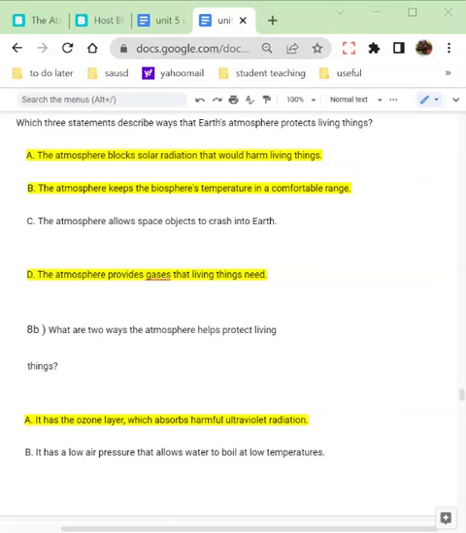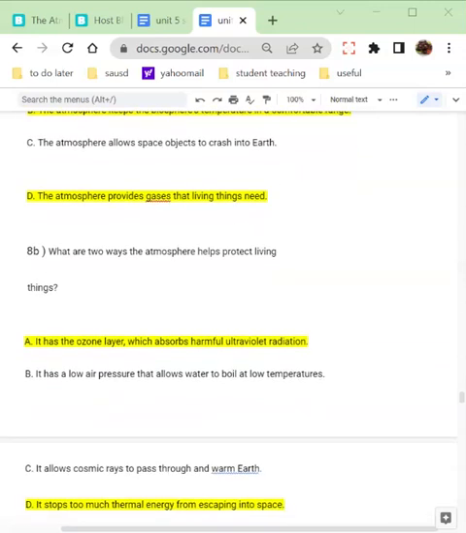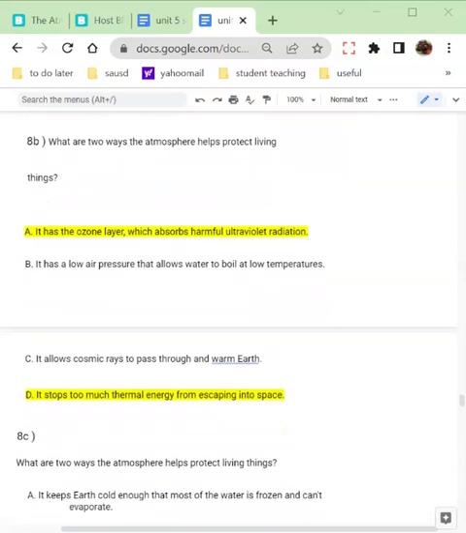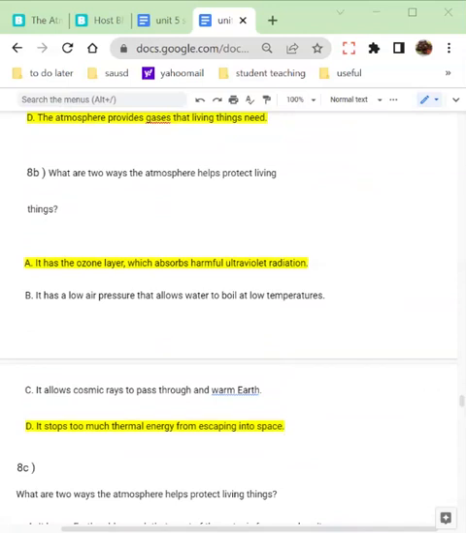Okay, and then two ways that the atmosphere helps protect living things. Like we kind of briefly talked about, it has this layer, and that's called the ozone layer. And that absorbs the harmful ultraviolet radiation from the sun.